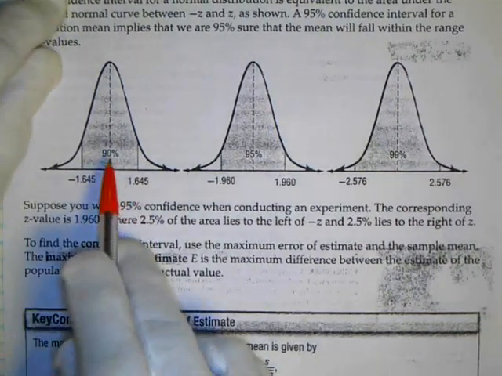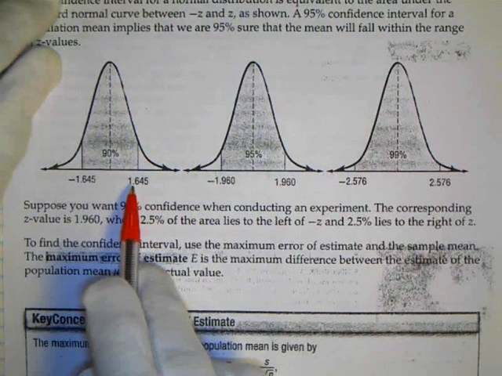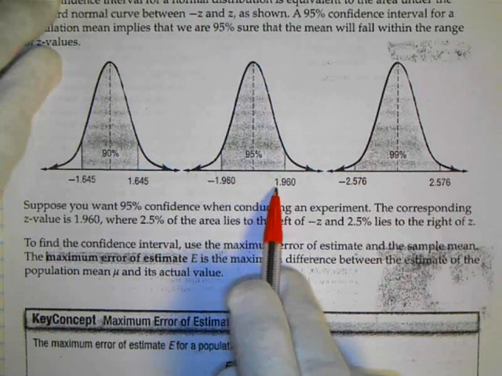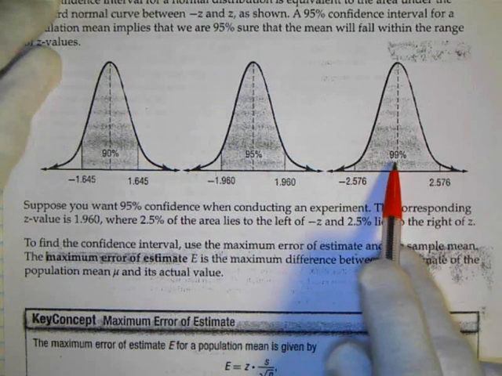For a 90% confidence interval, we use a z-score of 1.645. For 95%, we use a z-score of 1.960. And for 99%, we use a z-score of 2.576. And we're going to use these in this formula that we had.